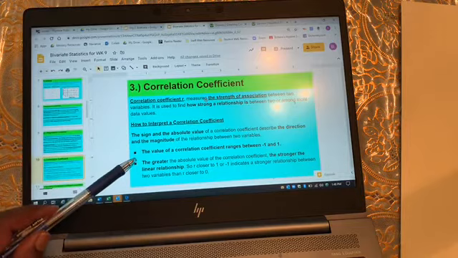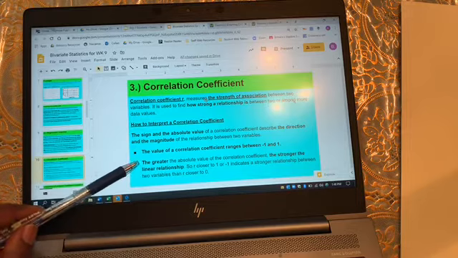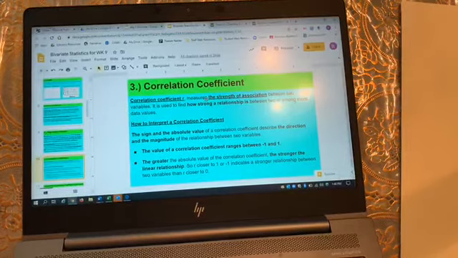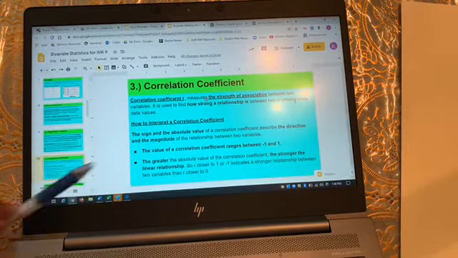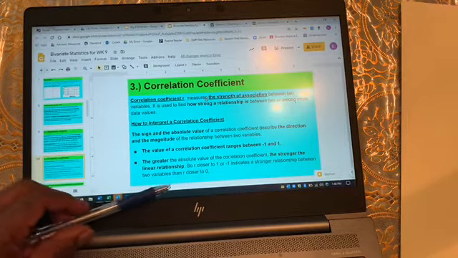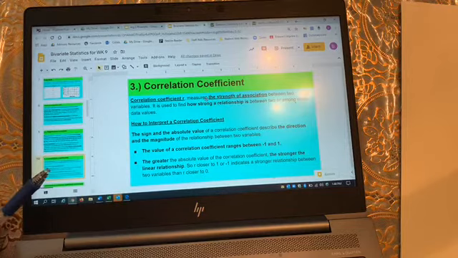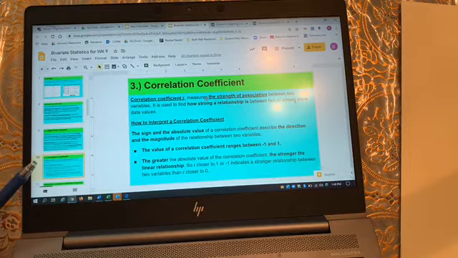So the value of the correlation coefficient, R, ranges between -1 and 1 always. The greater the absolute value of the correlation coefficient, the stronger the linear relationship is. So for instance, if you are very close to 1 or -1, it will indicate a strong relationship between the two, compared to values closer to 0. Closer to 0 is a loose or very minimal relationship between the two quantities. Closer to 1 would be stronger.